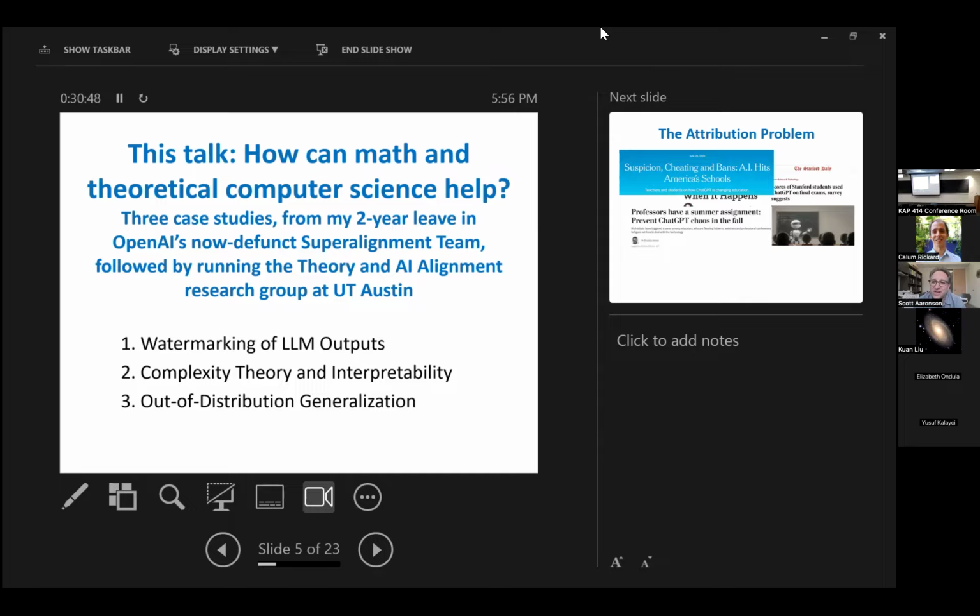In theory, and thereby hopefully help with AI alignment.